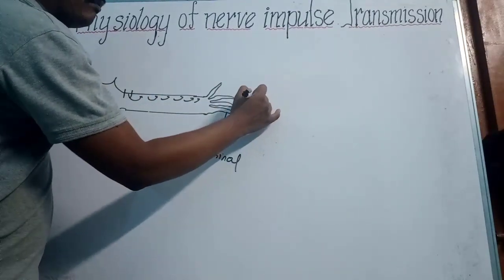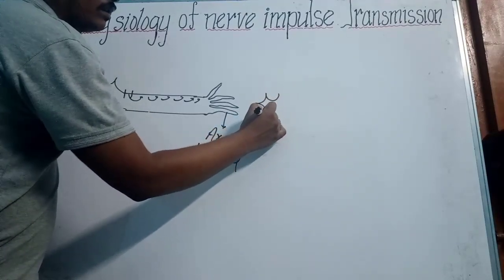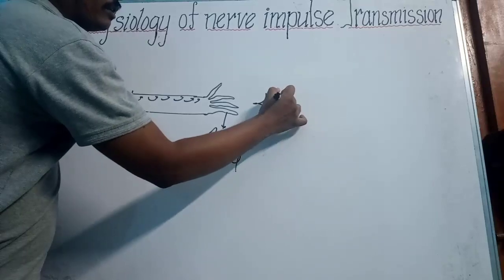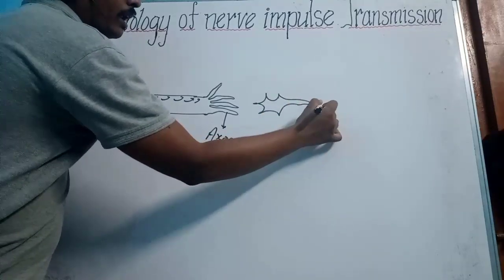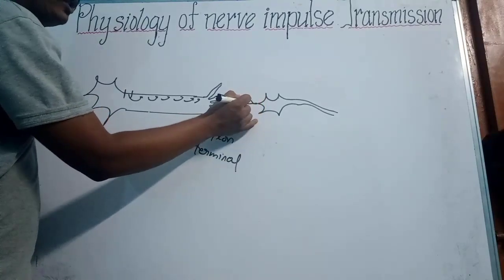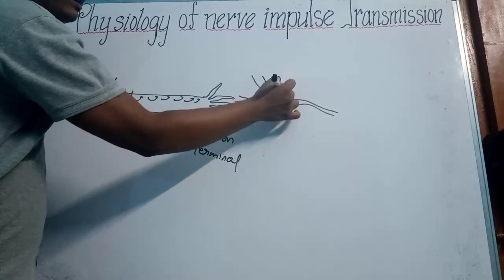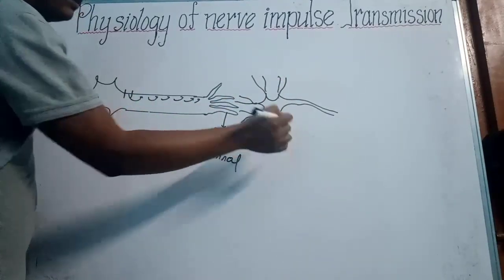Now the question is how this depolarization wave will pass to the next neuron. For example, we have another neuron waiting here. Assume this is another neuron waiting for the signals, which is in the polarized state, and it is having the dendrites. So you know the dendrites, right? We have the dendrites here, which can take the signals from other neurons.